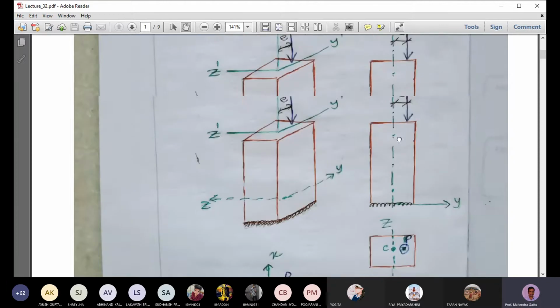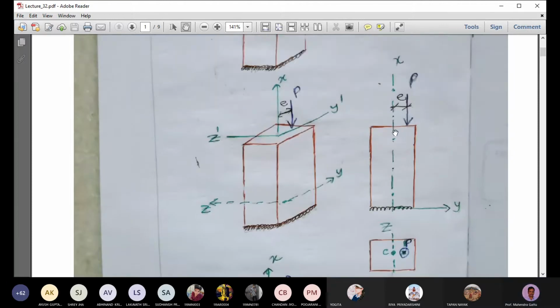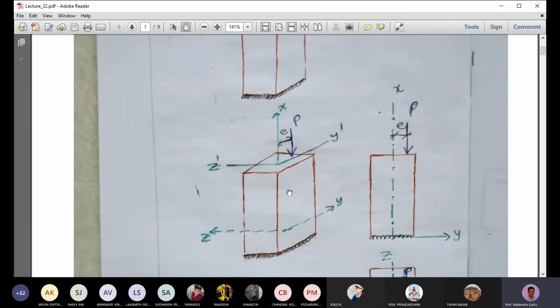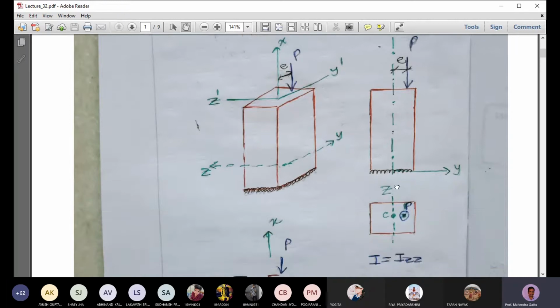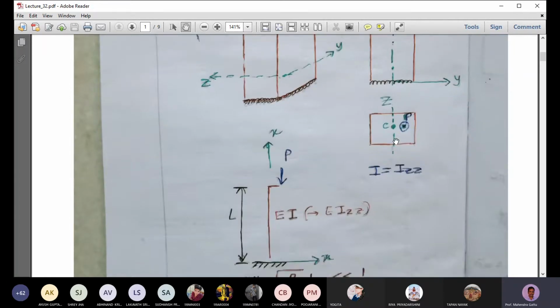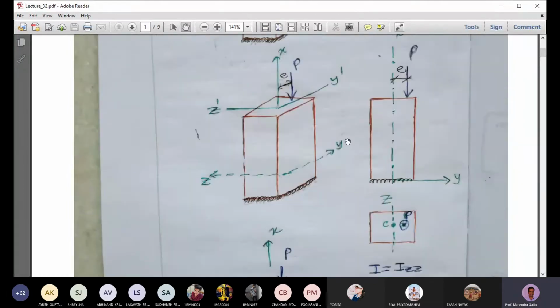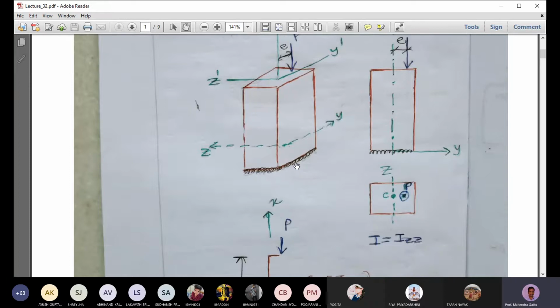So if you see what is happening here, how will the column bend? It will bend in such a way that it will deflect in the y direction. So there will be some deflection in the y direction, and this column will be bending with respect to the z axis. Since the column is bending with respect to the z axis, we'll have our moment of inertia I equal to Izz. And as I was saying previously, if the P is acting on the z prime axis, then it will bend with respect to the y prime axis, and I will be equal to Iyy. Anyway, we might discuss it not today, maybe tomorrow.